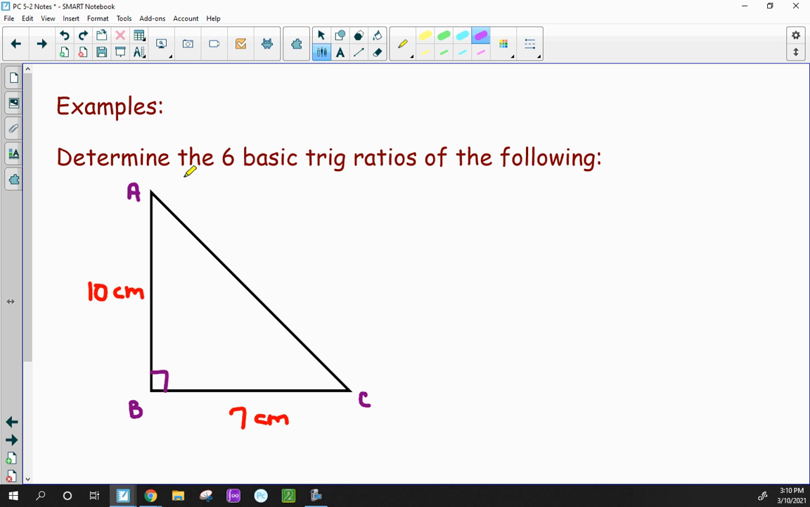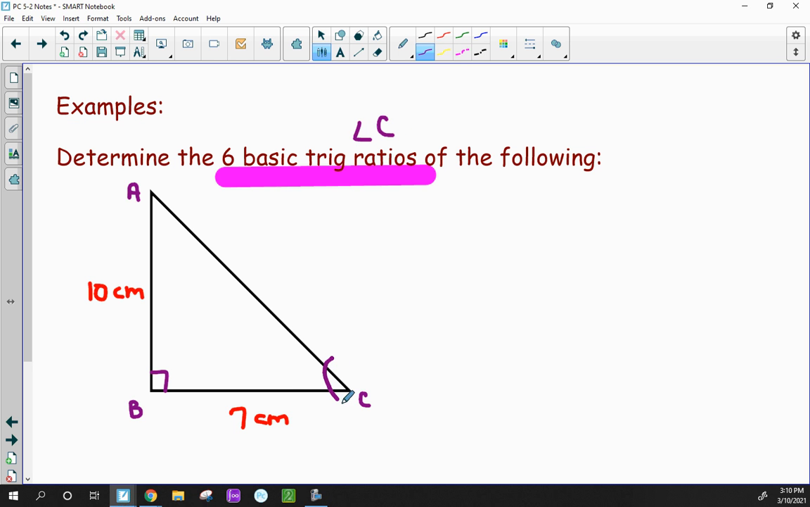Okay, next, determine the 6 basic trig ratios for the following. We've got a right triangle ABC. Again, I put angle B in the right angle's position. Side AB is marked 10 centimeters. Side BC is marked 7 centimeters. And what we're going to do is look at it from the perspective of angle C. So determine the 6 basic trig ratios of angle C of the following picture.